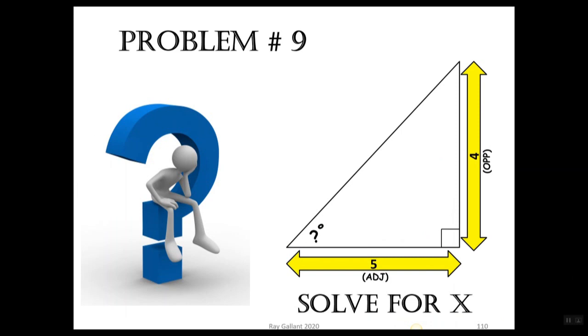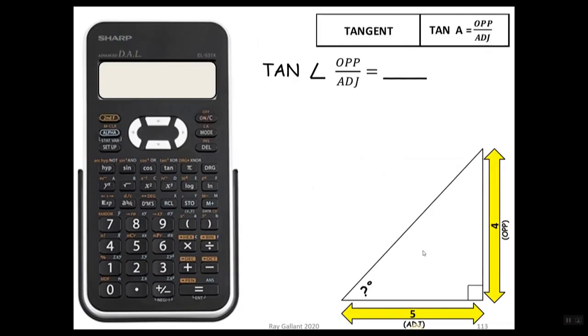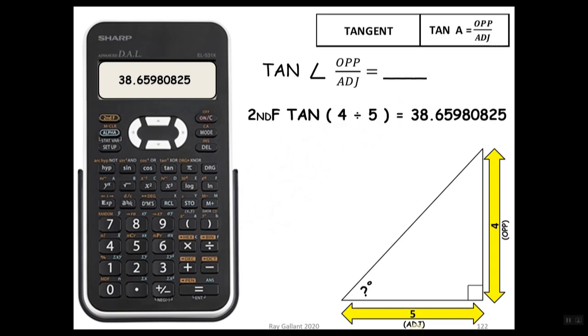Problem number 9, the last problem. We have the opposite and we have the adjacent. We want to find our angle. So opposite, adjacent. We go to our chart here, opposite, adjacent. So we're going to be using tan. Second function, tan, bracket 4 divided by 5, bracket equals 38.65. Second function, DMS, 38 degrees, 39 minutes, and 35 seconds.